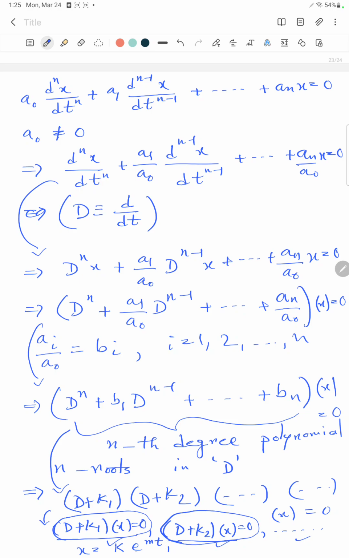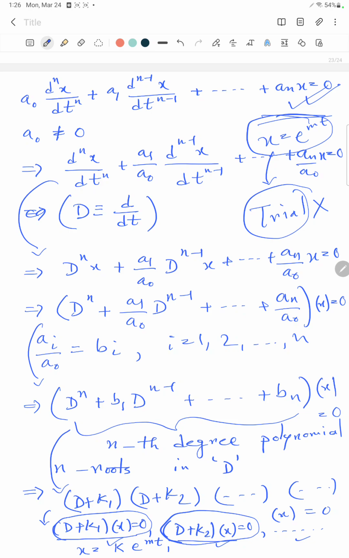And from that we can guarantee that our original nth order linear differential equation with constant coefficient must have a solution like x equal to e to the power mt. So the whole thing is that this type of a solution is not a trial solution to this type of a differential equation. This type of a solution can be ensured by rigorous mathematics.